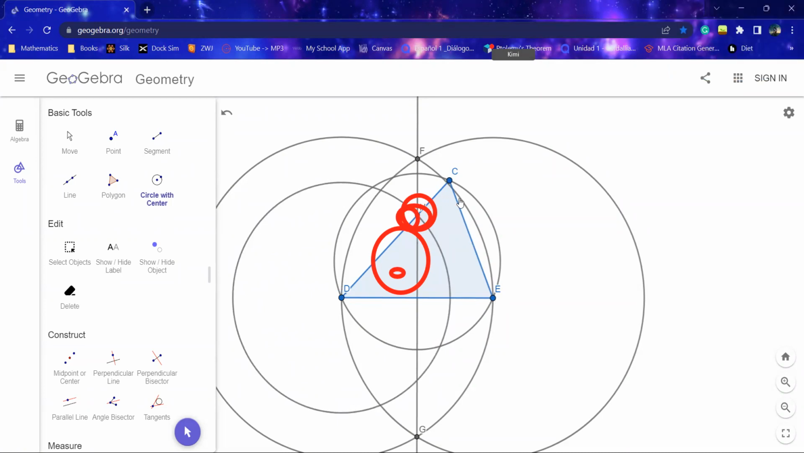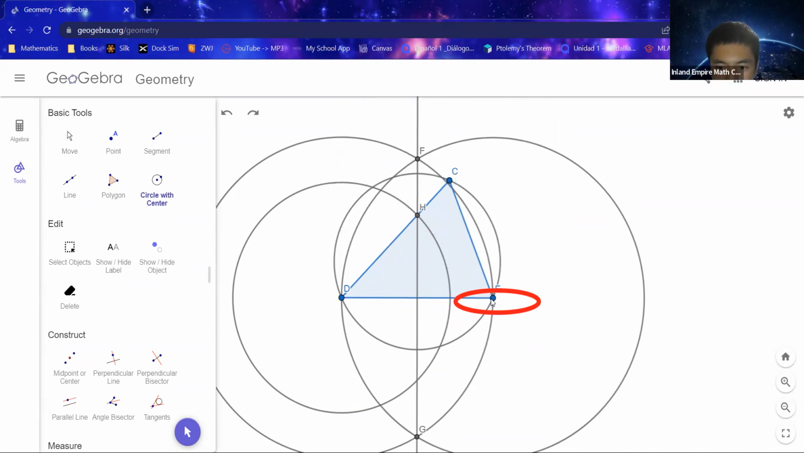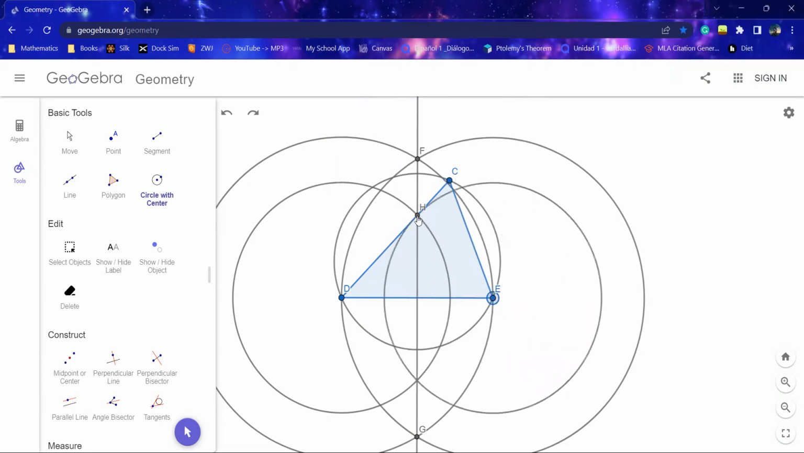Make another one right here. Also going to the same point? No. From E. Okay. To the point H. Now we can... No, I just made a tinier circle instead of a circle.